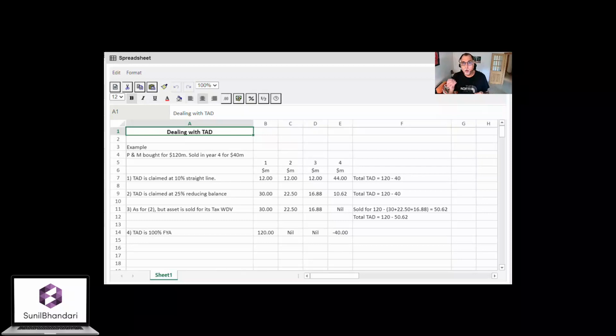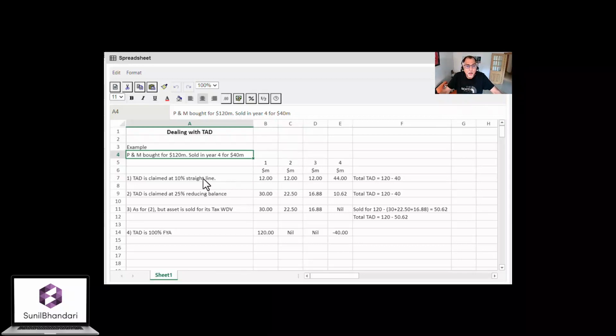The golden rule of TAD: you cannot claim more than the capital expenditure less the scrap value. You cannot claim more than capex minus scrap value. Right, so here's an example where I've got some plant and machinery which was bought for 120 million at time zero, and it's sold in year four for 40 million. And I've got four illustrations of this, which pretty much covers every angle.